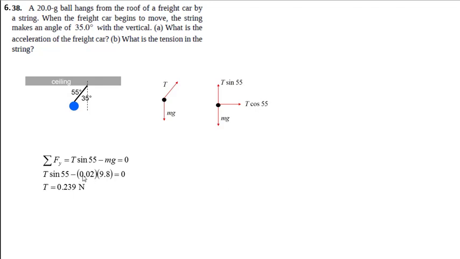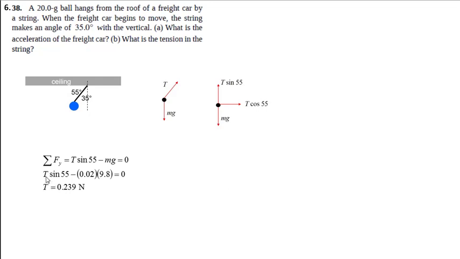They told me that the ball has a mass of 20 grams, so I need to convert that to kilograms. That would be 0.02 kilograms. So I'm plugging in all my numbers here, and then I can solve for the tension. So I know the tension is 0.239. That's the magnitude of the tension.